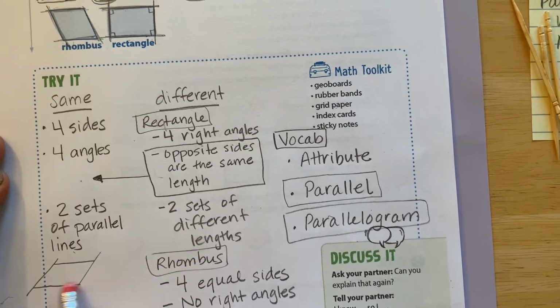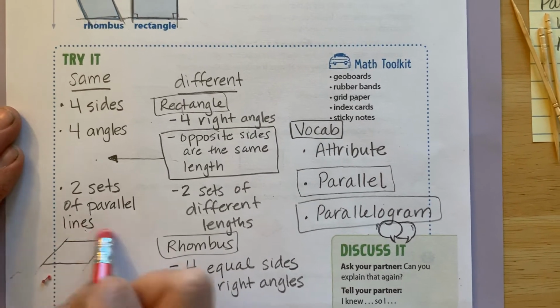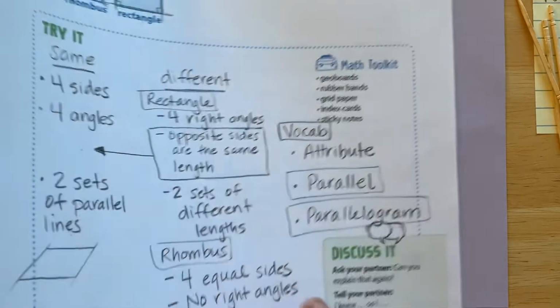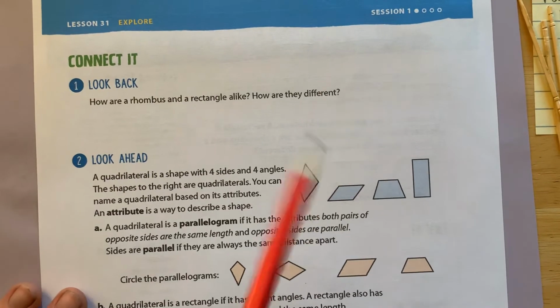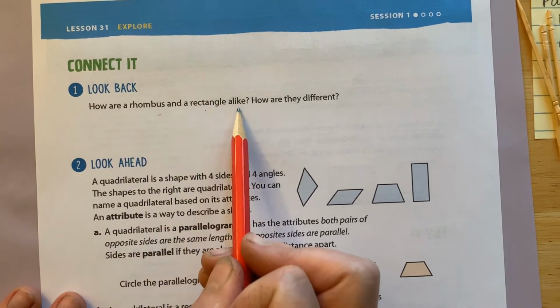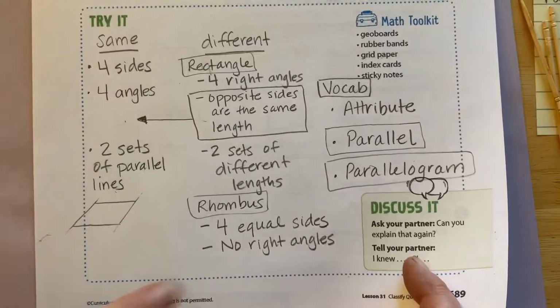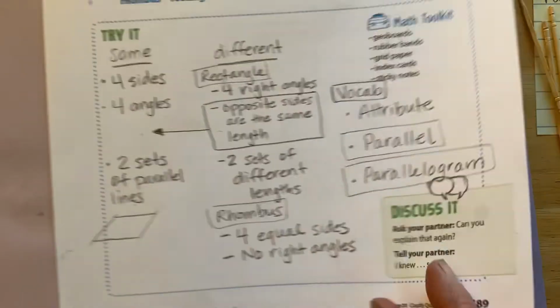Oops, I should have drawn those extra pieces. Can you see it? These are parallelograms. So we're going to read about that on the back. Let's go ahead and turn to page 690. Okay, let's look back. How are the rhombus and the rectangle alike? How are they different? We actually already did that over here. So if you don't know, come back and take a look at our paper.